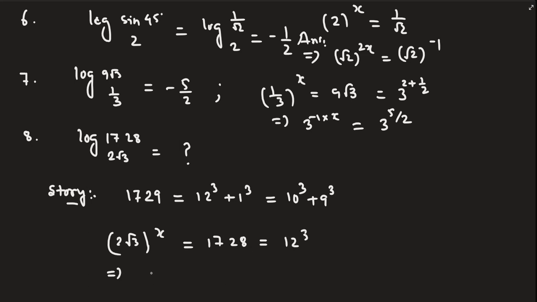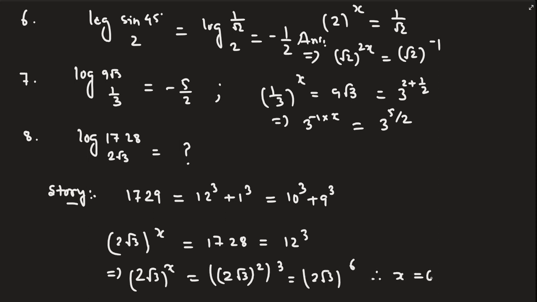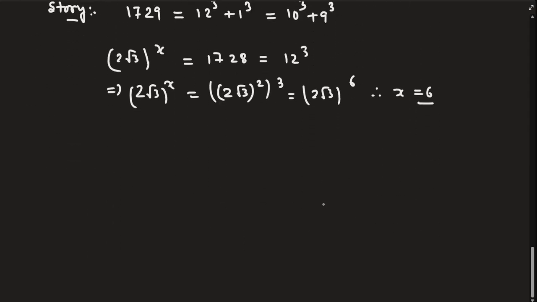Now this is 2 root 3 to the x, and this 12 I can write as 2 root 3 whole square, and its power is 3. So 2 root 3 power is 6. So what we know is that x is nothing but 6. We get x is 6. I hope all of you understand this question 8.